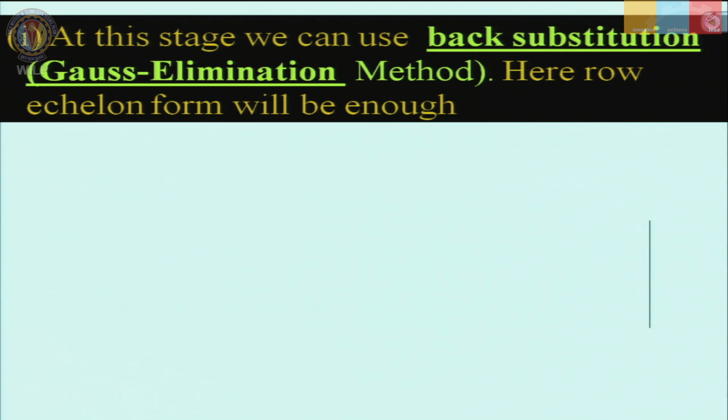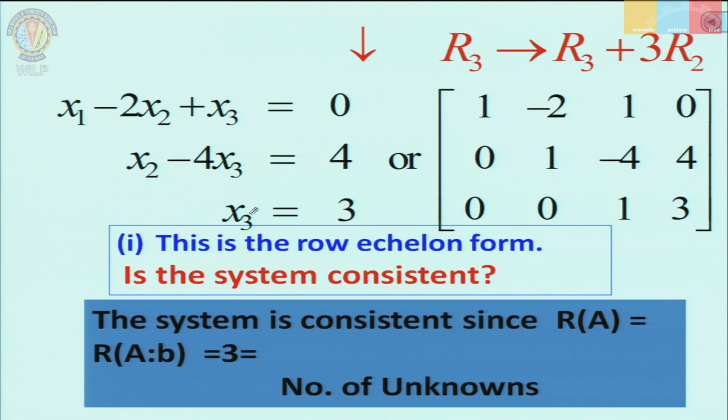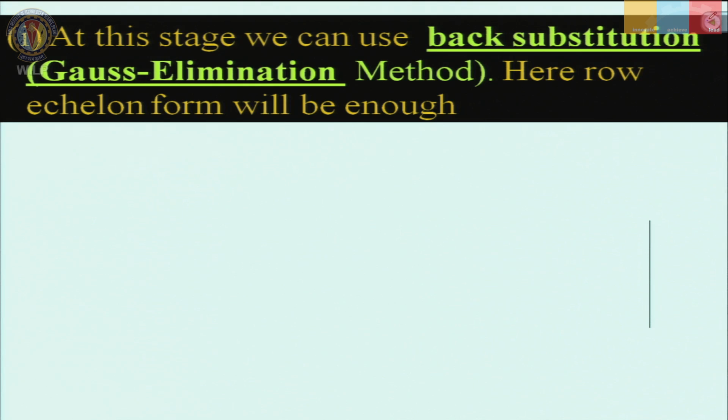In this fashion, we can find the value of x1, x2 and x3, using back substitution in a row echelon form. What is the meaning of back substitution? Look at here, back substitution means first x3 is known from here. When x3 is known, substitute x3 in the second equation, you will get x2. Now, when x2 and x3 are known, substitute in the first equation, x1 will be calculated. That is called back substitution. And when we are using back substitution in row echelon form of a matrix, then this method is also known as Gauss elimination method, or back substitution method.